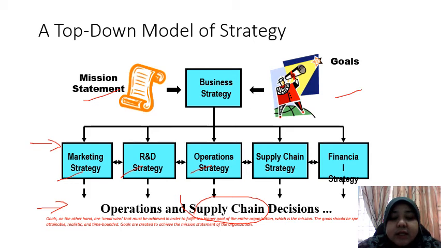So goals, on the other hand, are small wins that must be achieved in order to fulfill the higher goal of the entire organization, which is the mission. The goal should be specific, measurable, attainable, realistic, and time-bounded. Kita panggil dia SMART. Goals are created to achieve the mission statement of the organization.